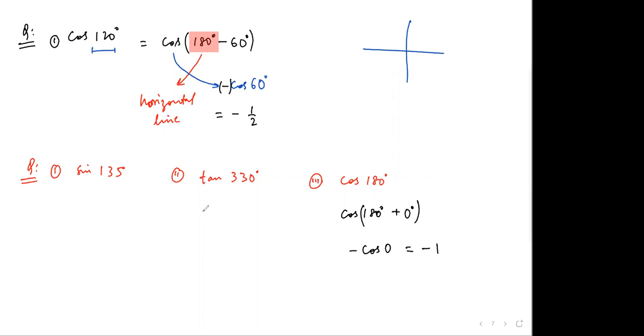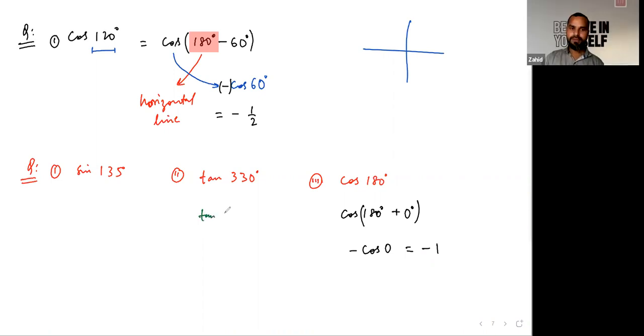Similarly, if you write tan of 330, it will be tan 360 degree minus 30 degree. So this will be your horizontal line. So it will be tan of 30 degree only. And this angle would be in the fourth quadrant where tan would be negative. So it will be minus of tan 30 degree, which equals 1/√3.